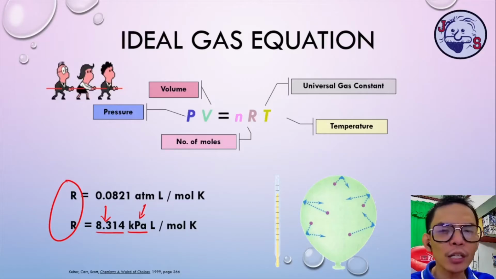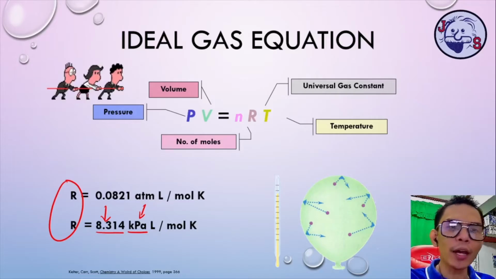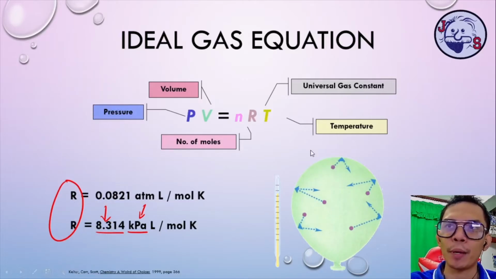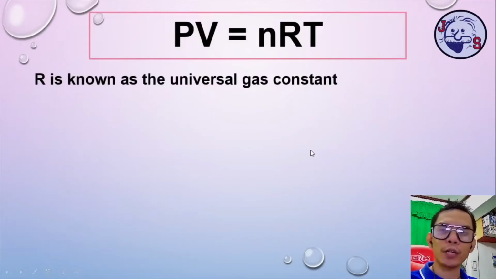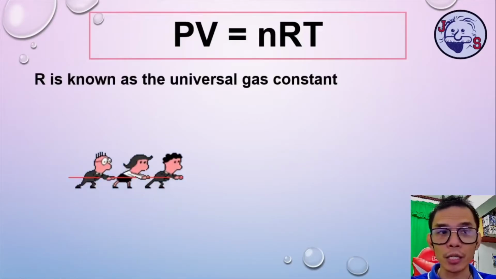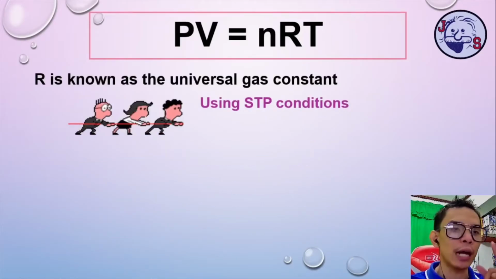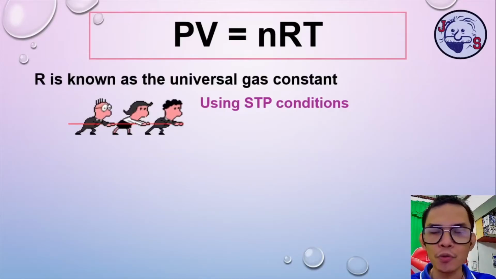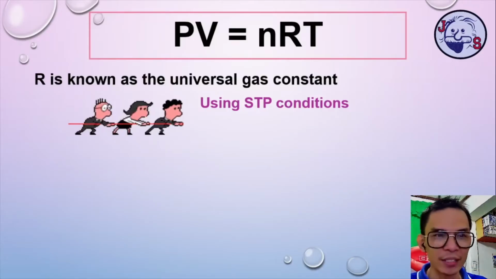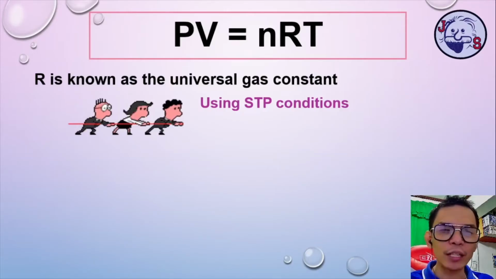So, how did we get this R? That's the question. I have this sample problem over here. R is known as the universal gas constant. Now, the question is, how did we get this one? We got this R value using the STP conditions. I know you are familiar with STP. We have encountered that several times in the previous videos about the gas laws. So, what are the STP conditions?